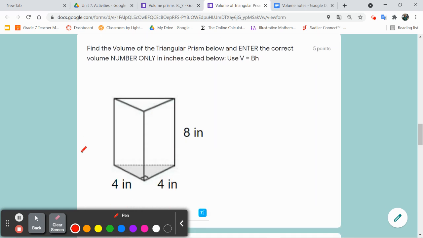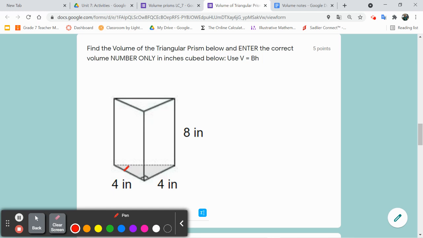All right, same thing here. What's different about this one? It says find the volume of the triangular prism below and enter the correct volume, number only. So we're entering this answer. And notice this one is actually sitting on its bases, on the triangles. So find the triangle, find your 90 degrees. There it is. This one, there's your 90 degrees.